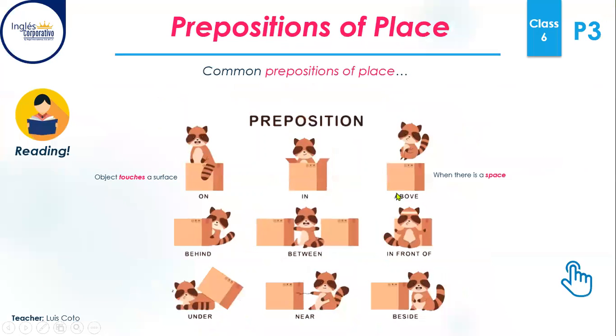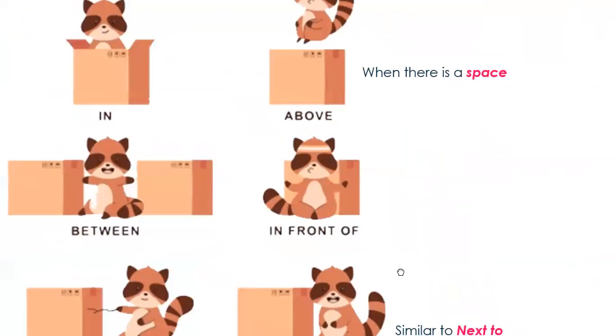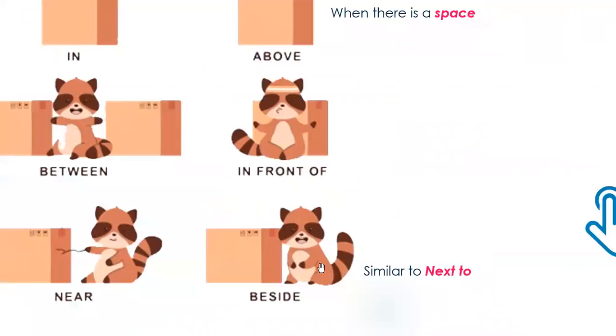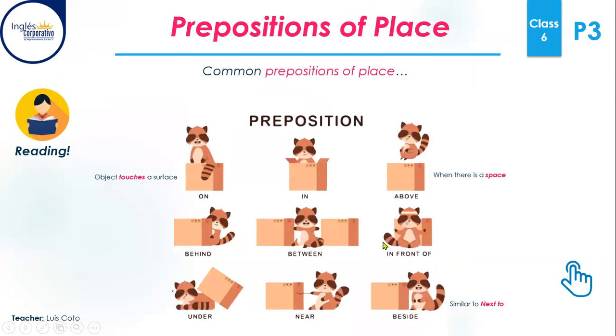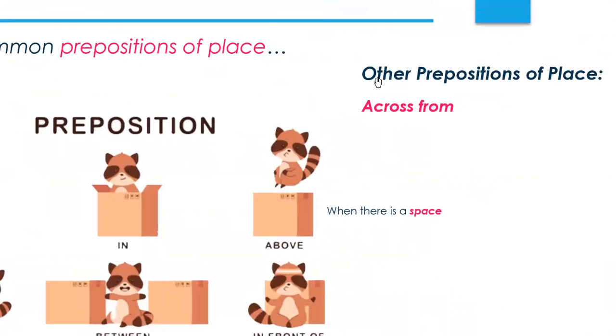Pero que sí. Let's see. Do we have more? Yes. Okay. Beside is similar to next to. Next to is another different preposition of place. Next to. Okay. Let's see. Other preposition of place. We have as another option.